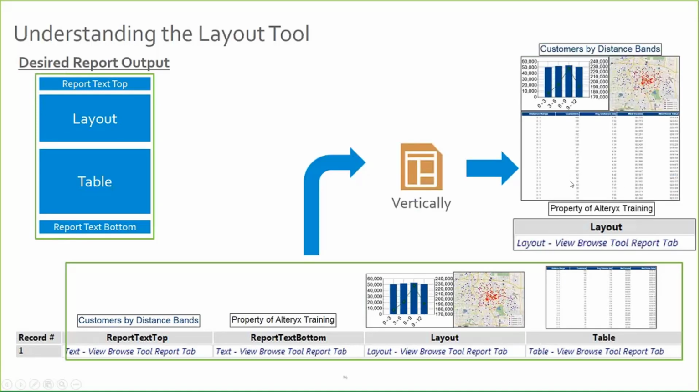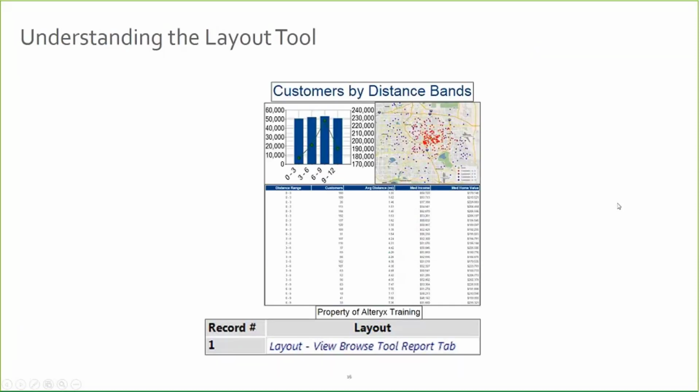Again, you're going to take all of these fields, so now you have your layout, your header, your footer, your table, and you're going to lay it out vertically, and now you've got your header, your layout, your table, and the bottom, the footer. Okay.